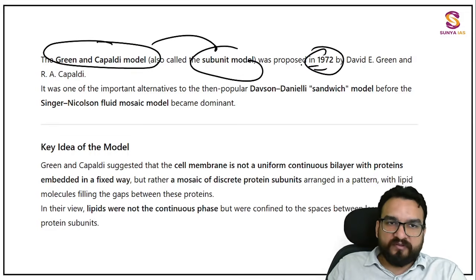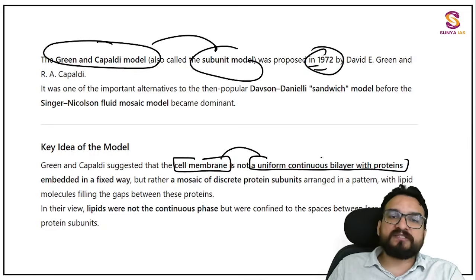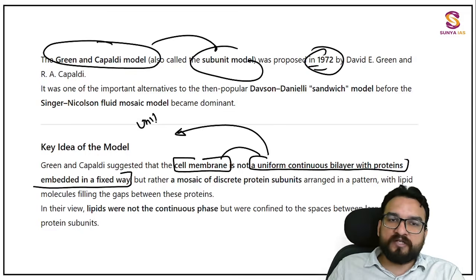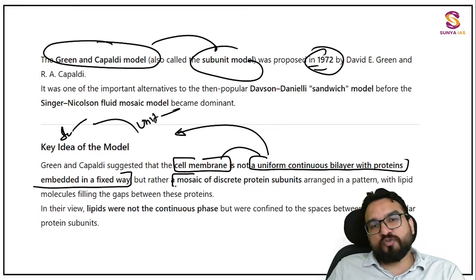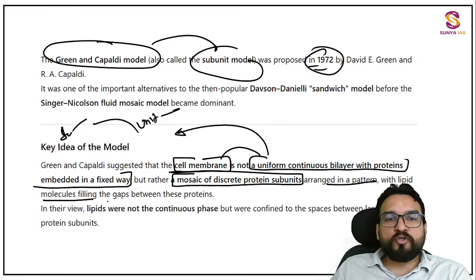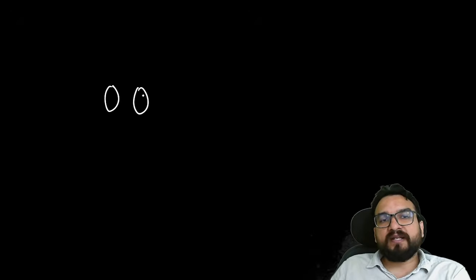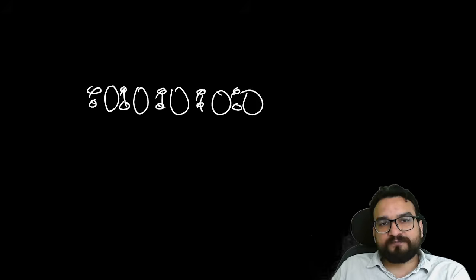In 1972 they gave it. And what was it as per this? They suggested that the cell membrane is not a uniform continuous bilayer with proteins embedded in a fixed way. That means they are challenging the models proposed by Robertson, the unit model, and Danielli and Davson, the sandwich model. They suggested that it is a mosaic of discrete protein subunits arranged in a pattern, with lipid molecules filling the gaps between these proteins. It means they highlighted that proteins are embedded like this, and in between, in those gaps, the lipid layer is filling the gap, like this.